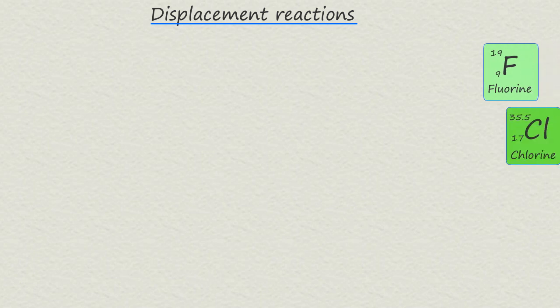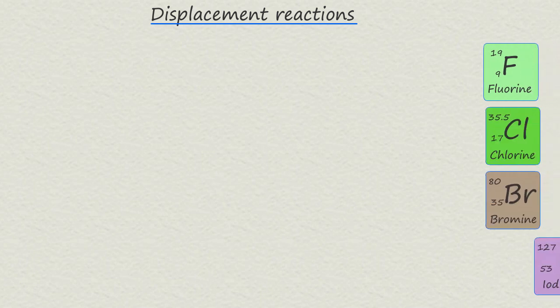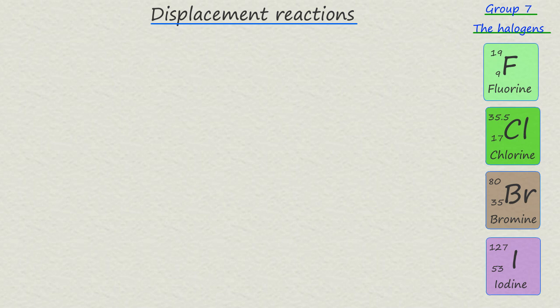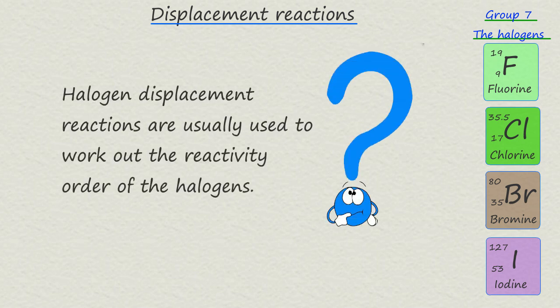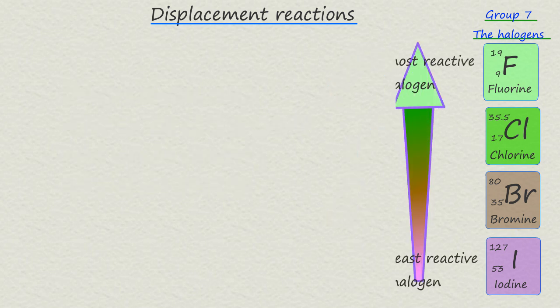Now recall that the halogens are fluorine, chlorine, bromine and iodine, and they are found in group 7 of the periodic table. Now halogen displacement reactions are normally used as a way to work out the order of reactivity of the halogens. But let's cheat a bit here and just say that the most reactive halogen is fluorine and the halogens become less reactive as we go down group 7.